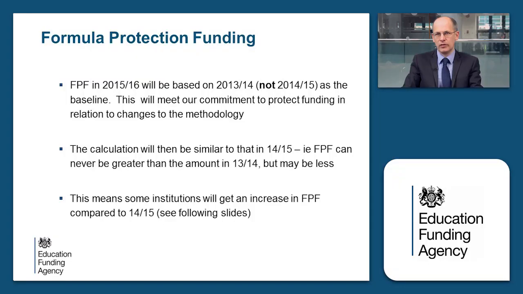Moving on now to Formula Protection Funding, or FPF. For 2015-16, FPF will be calculated in a similar way to 14-15, by comparing the funding per student back to your 13-14 allocation. This ensures that FPF works as intended, that is, to protect institutions from reductions in funding from the changes in the formula in that year. As was the case in 14-15, where formula funding has increased from 13-14, then FPF will reduce accordingly. When formula funding has decreased compared to 13-14, then FPF will remain at the same level as it was in that year. The following slides show this through some examples.